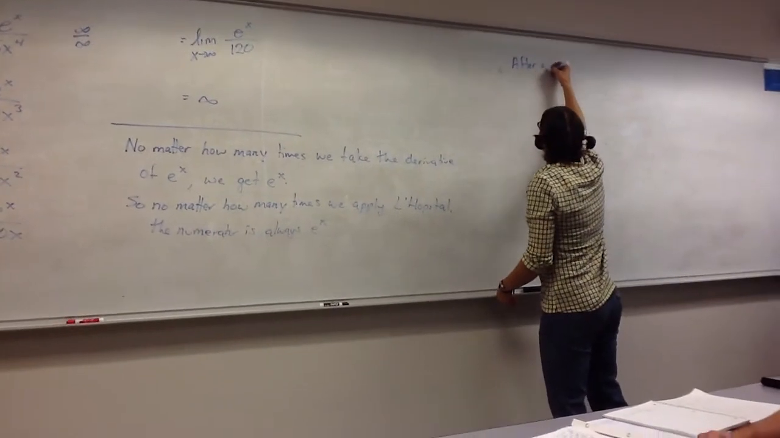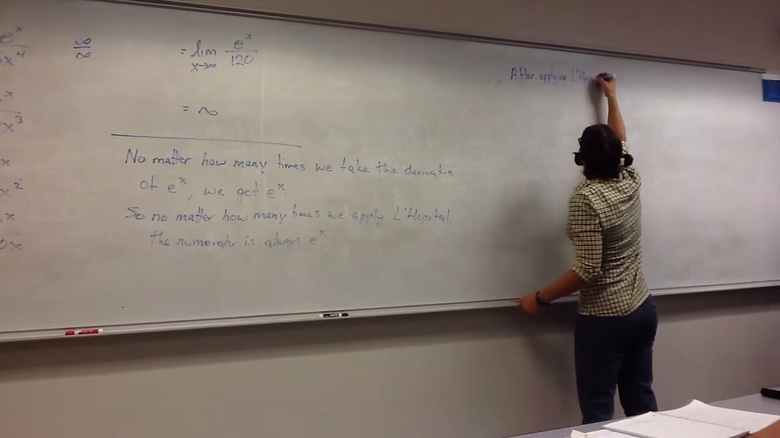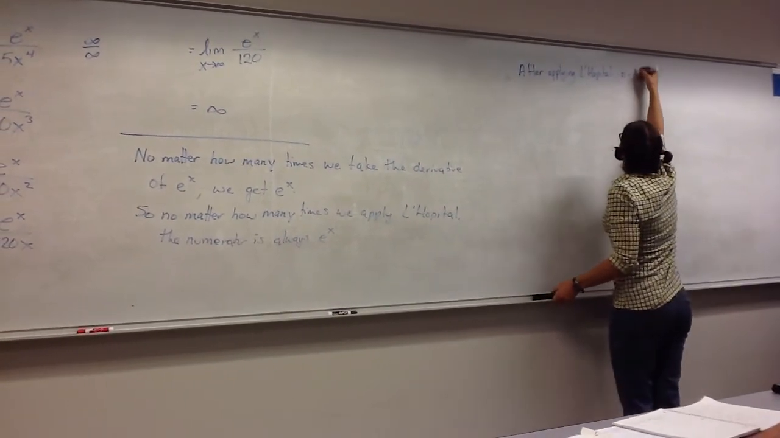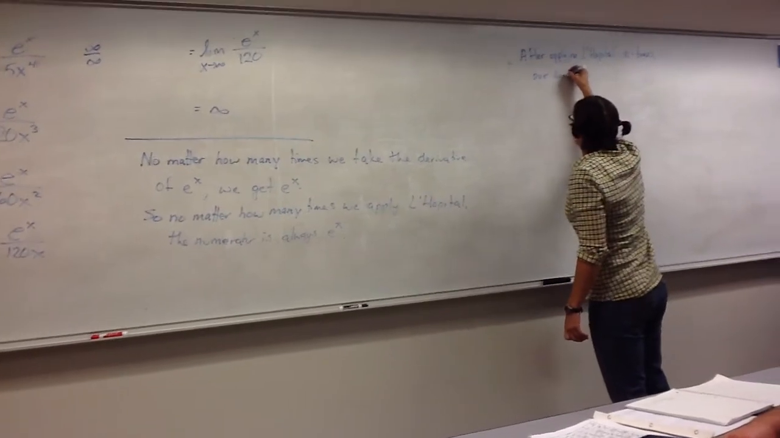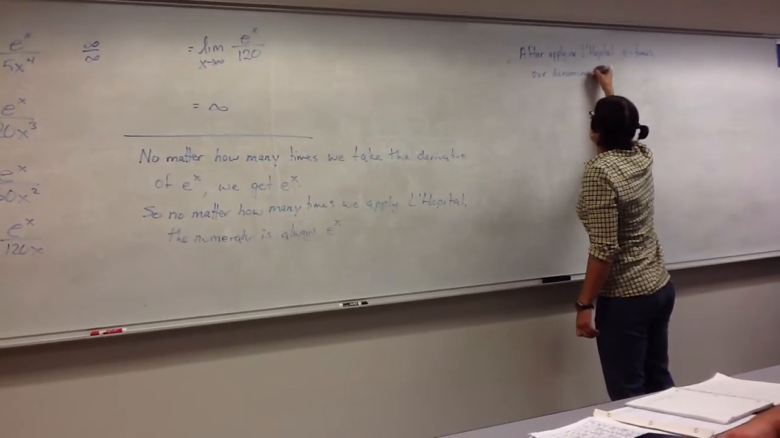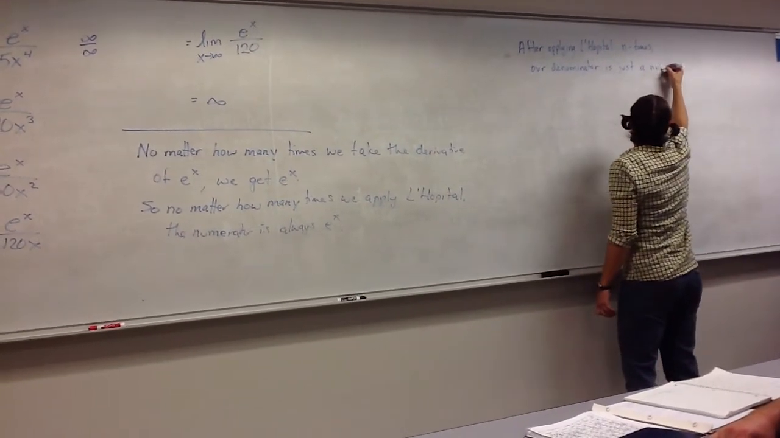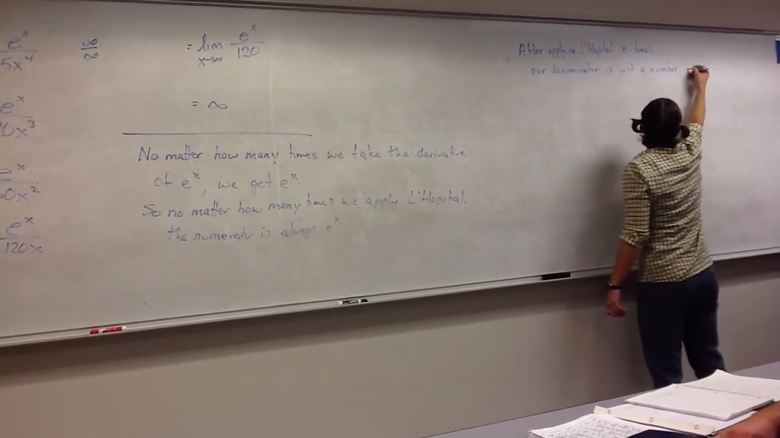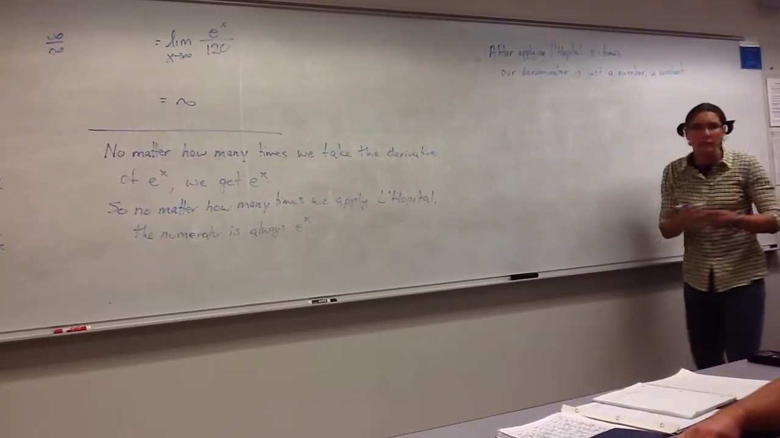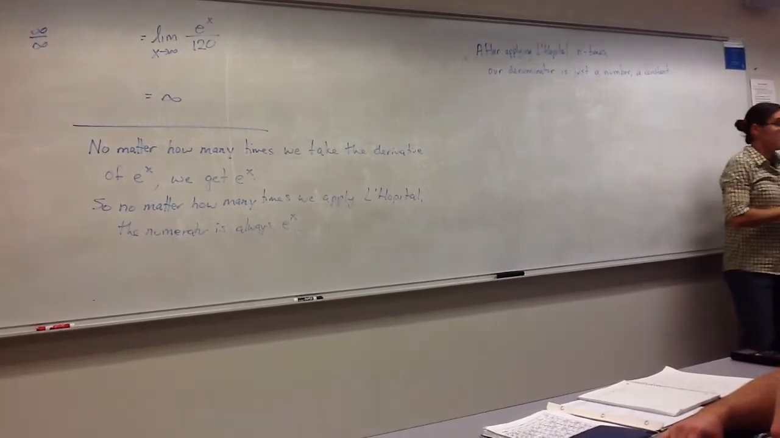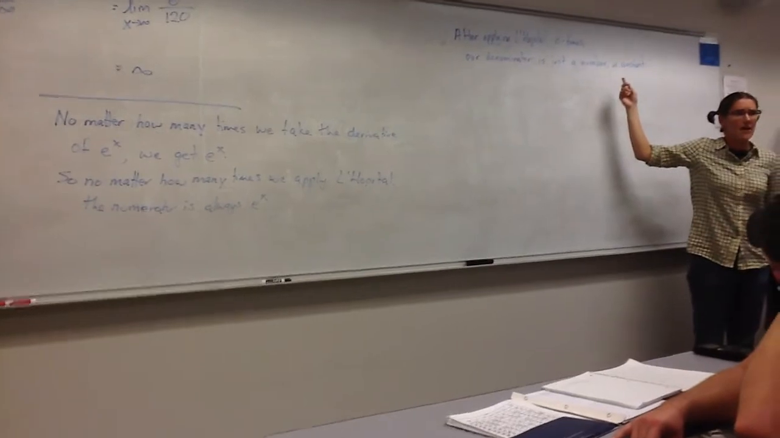So after applying L'Hopital n times, our denominator is just a number, a constant. If you wanted to, you could be really specific about that constant. It doesn't really matter, it's just some number, so I don't really care that much about it.